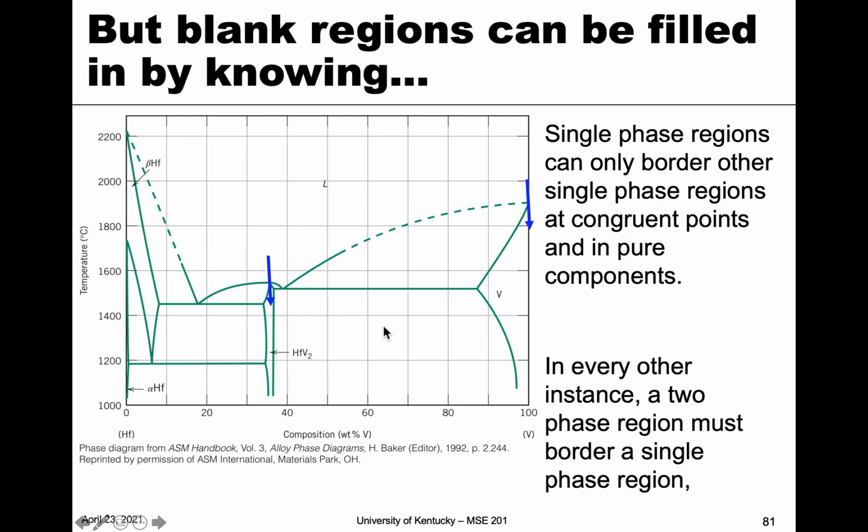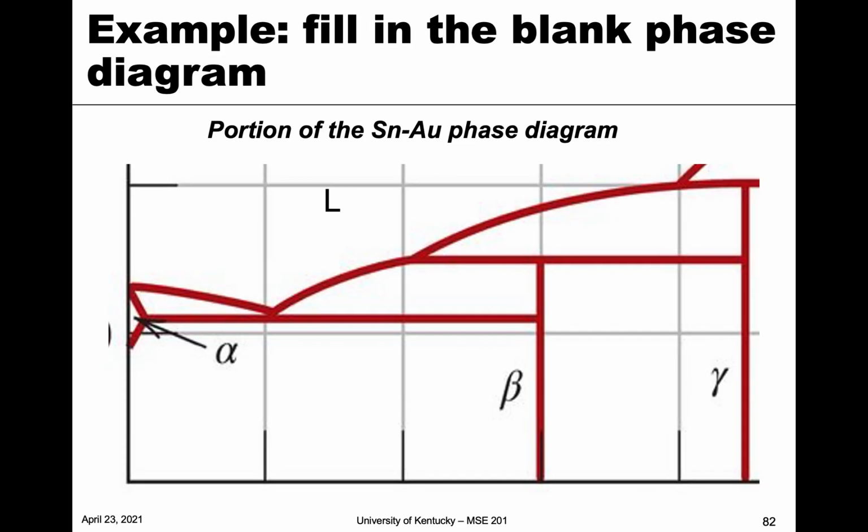So here, this has to be two phase, this has to be two phase, this has to be, this has to be, and so forth. All of them have to be bordered by two phase regions. So let me kind of work an example for you. This is a different one where, again, only the single phase are labeled. So we have alpha over in this tiny sliver. This line compound is beta, and this other line compound is gamma.